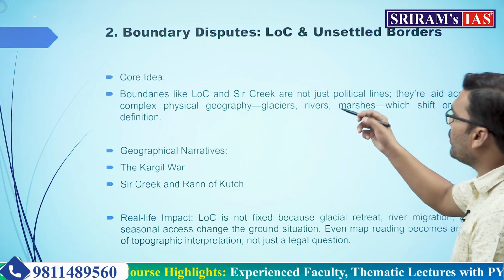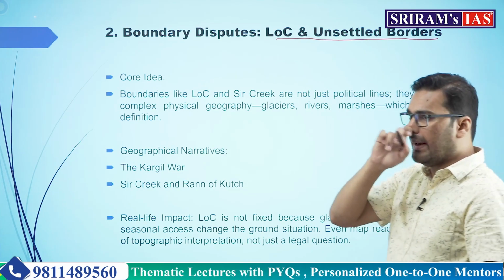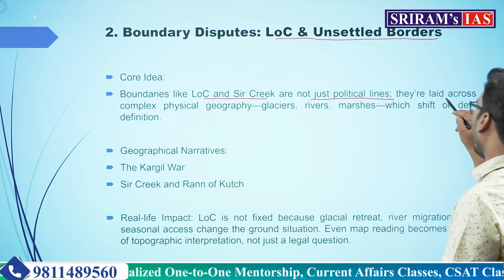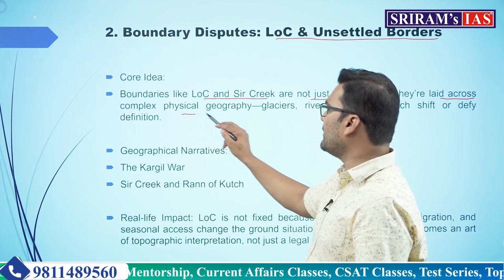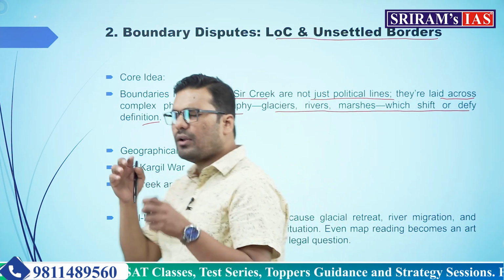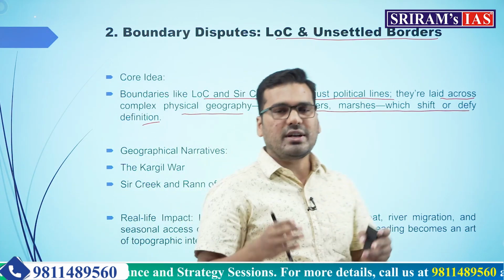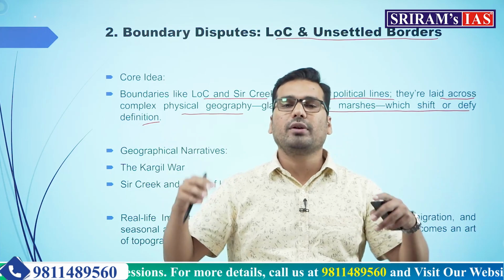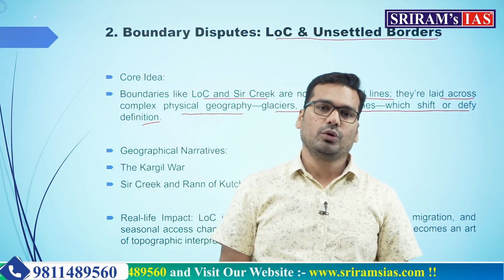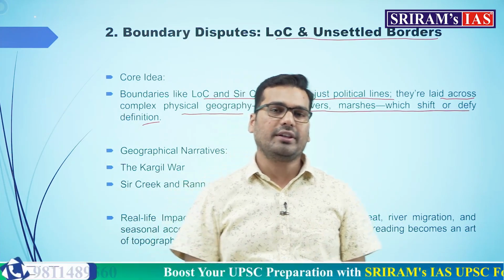Now second is boundary dispute, be it LOC or unsettled borders. Here the core area is, you see, boundaries like the LOC and Sir Creek are not just political lines, they are laid across complex physical geography, glaciers, rivers, marshes which shift or defy definition. There are certain boundaries which are very stable. For example, the Himalayas. Himalaya is a boundary between India and China. Very stable probably. So there isn't that much of a problem at certain places. In some places there is, but not all these places.